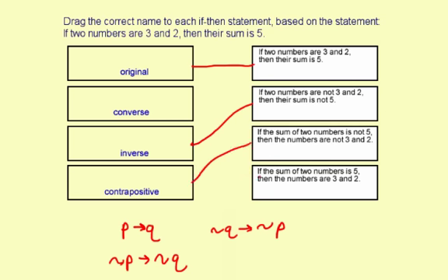In this fourth one, if the sum of two numbers is 5, then the numbers are 3 and 2. So the hypothesis and conclusion are switched for this one, and there are no nots. So the logical equivalent in symbolic notation is if Q, then P. And that's called the converse. Okay, so that's how they match up.